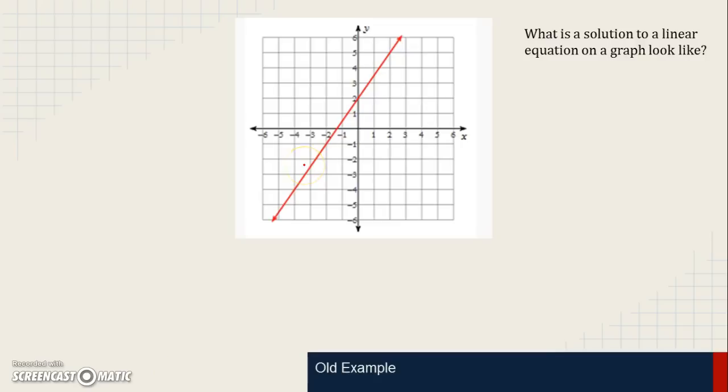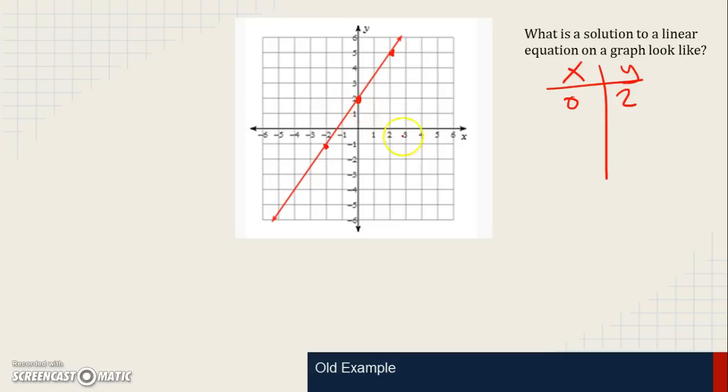So here's our old example, and we're going to talk about what a solution to a line means. Here's our line, and if we were trying to create the equation, we'd say this is our y-intercept, or in other words, if we have a table of values, this point is 0 on the x-axis, 2 on the y-axis. So (0, 2) is a solution to the line because it falls on the line. The same thing is true about any point on this line. So this point and this point.